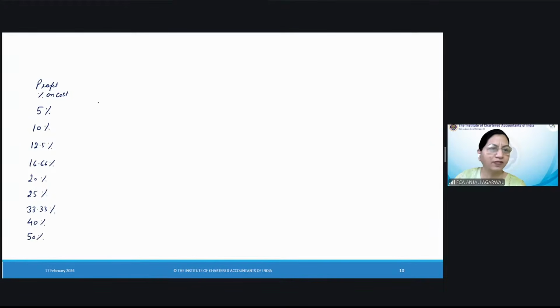So reduce it to fraction. 1 by 20, 1 by 10, 1 by 8, 1 by 6, 1 by 5, 1 by 4, 1 by 3, 2 by 5, 1 by 2. So this is the profit as a percentage on cost. On sales, it will become, just add the numerator and denominator.